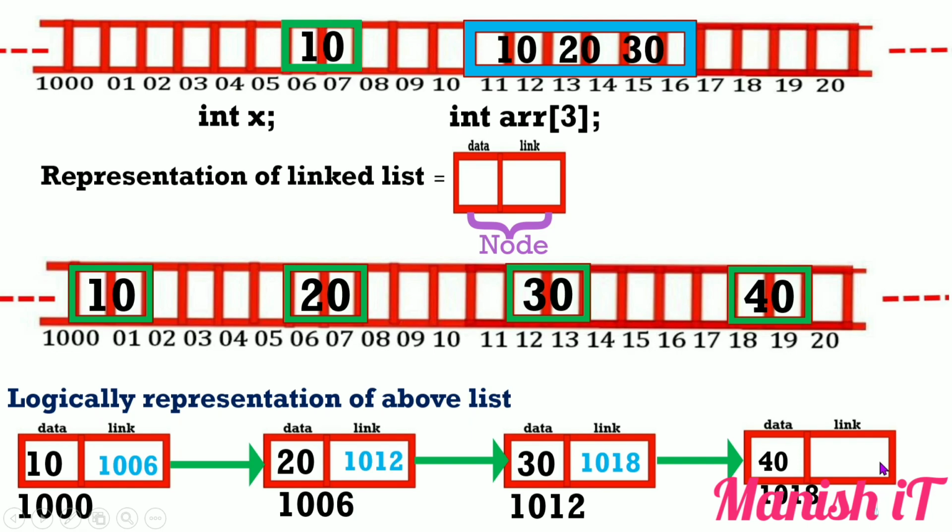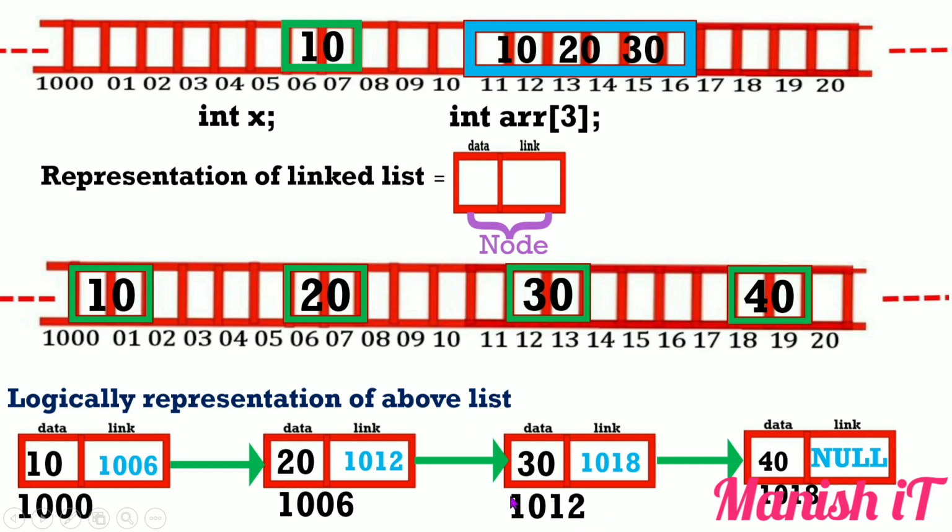So here I have stored null, so our compiler understands that after this 40 element there are no more elements, because its link area has null. So this is all about the introduction part of linked list.